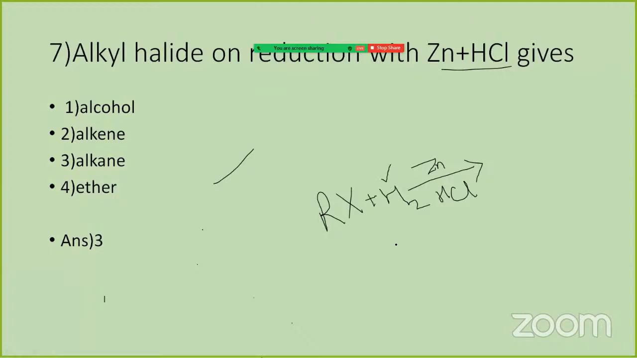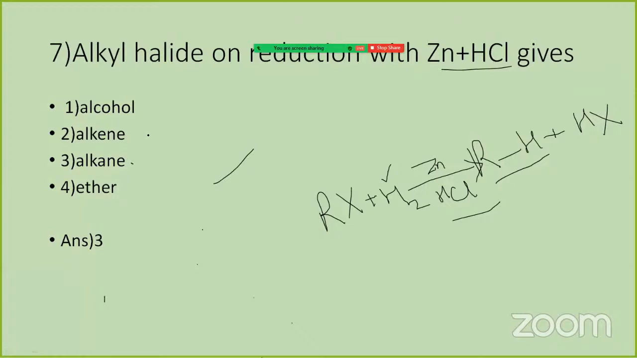So here this hydrogen will react with alkyl halide to form RH. Only RH will be formed and one more hydrogen atom is remaining. So that hydrogen atom will form HX. So here is our alkane. We are getting alkane from the alkyl halide on reacting with zinc and HCl. So the answer is alkane. See here, alkane is the right option.